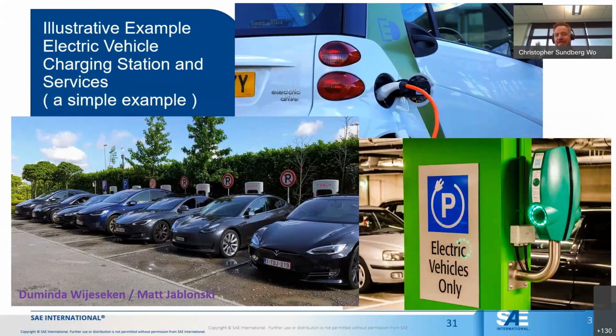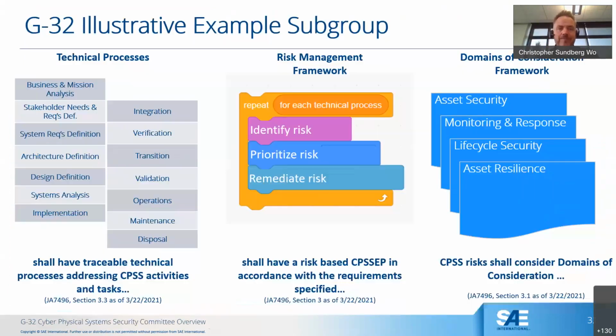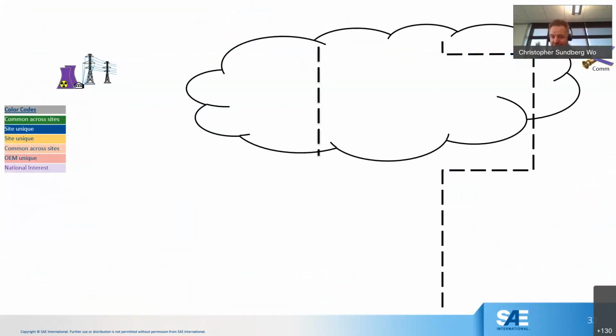In the illustrative example, this is a pretty good picture of all the components that are involved when we talk about charging. We really want to take all the technical processes from the system V from 7496, take that risk management framework that we illustrate inside the appendix, and finally, how does that tie into those domains of consideration? So this is the whiteboard we're dealing with in the illustrative example, but we really tie how all these are put together.